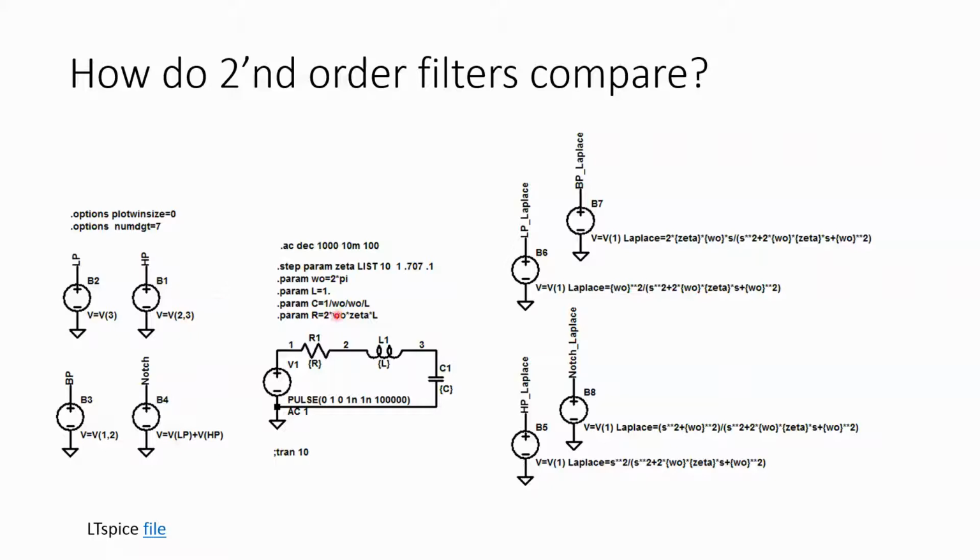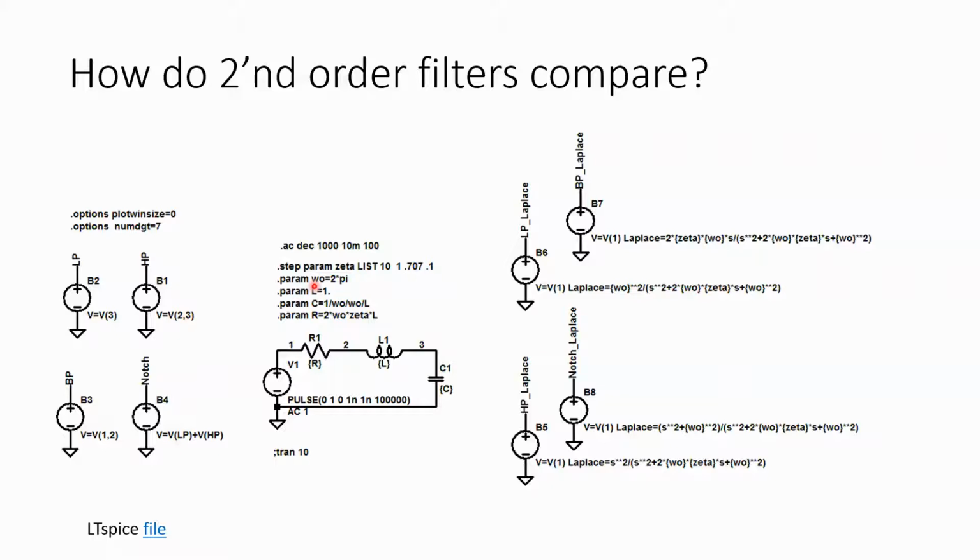And in this simulation, we're changing the damping coefficient from 10, which would be very overdamped, to 1, which is critically damped, to 0.707, which are the Butterworth coefficients, to 0.1, which I just made up for underdamped.